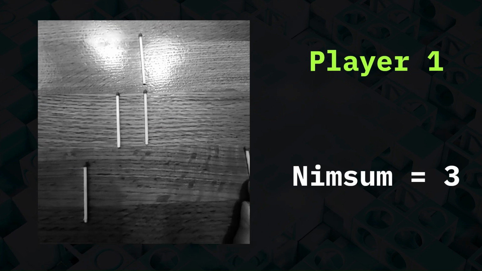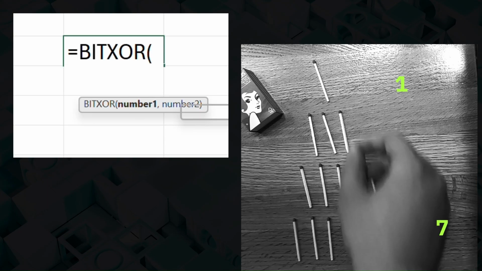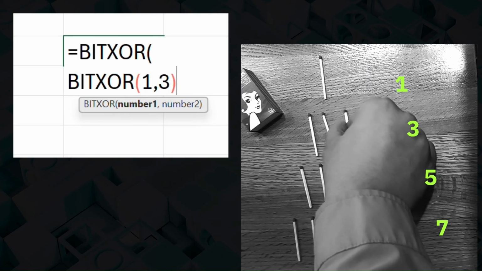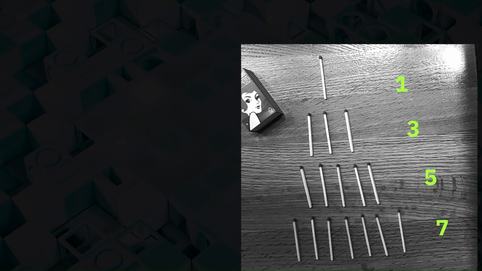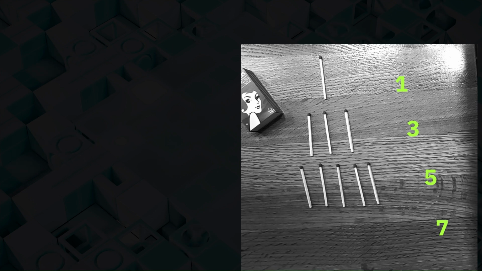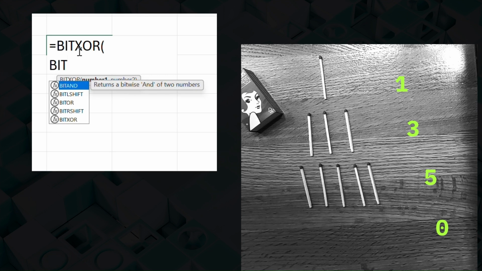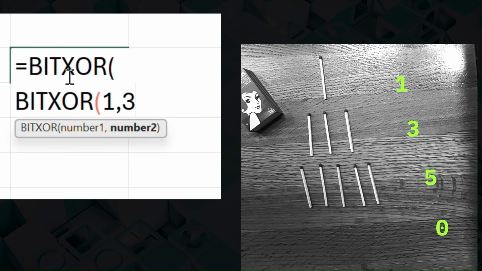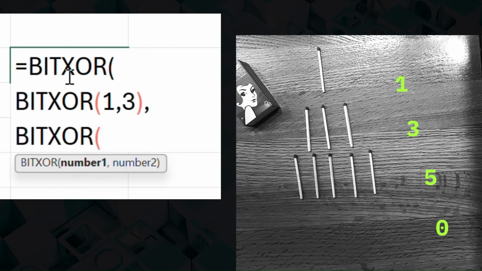For humans, counting NIM sums takes a lot of mental arithmetic. But Excel is a computer language with a function called BITXOR that does everything I just described. You feed it the token counts for each row, and it returns the NIM sum like magic. BITXOR has a maximum of 2 inputs, but if you nest 2 daughter BITXORs inside a mummy BITXOR, it'll compute the NIM sum for all 4 rows.